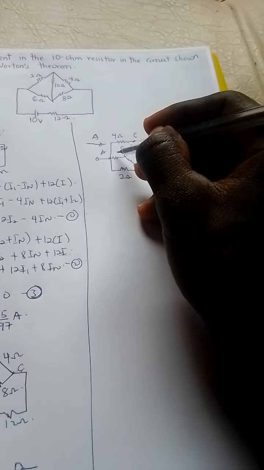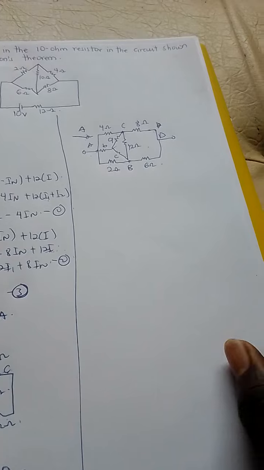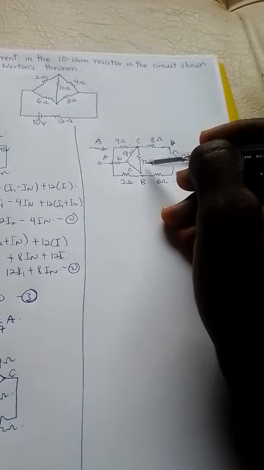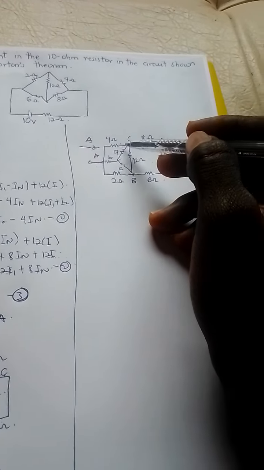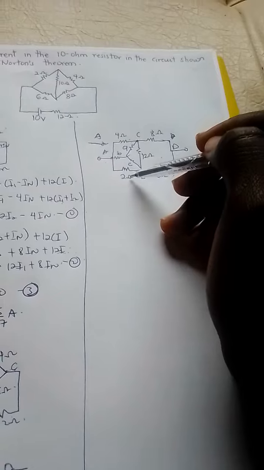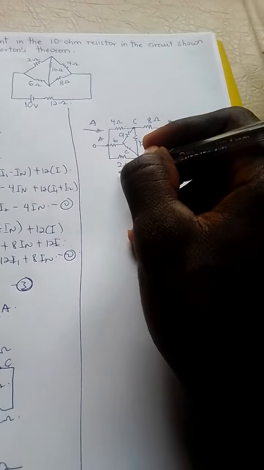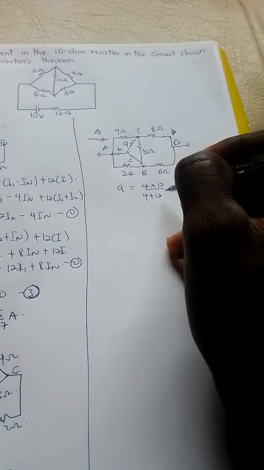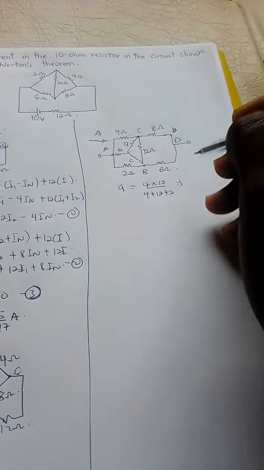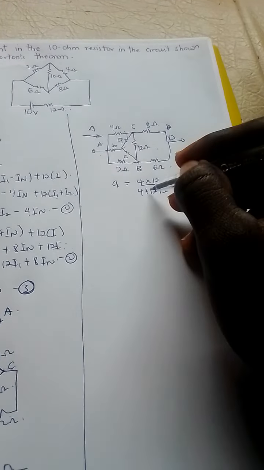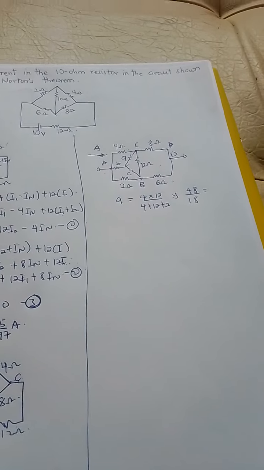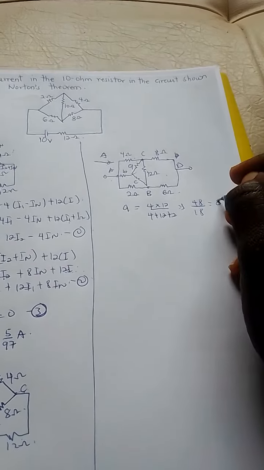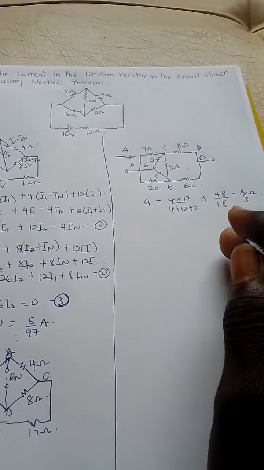So we label here as A, here as B, here as C. Now what will be the values for A, B, and C respectively? You know that A is in between 4 ohms and 12 ohms, and the entire delta is 4 ohms, 12 ohms, and 2 ohms. So for the transformation, A is going to be 4 times 12 all over 4 plus 12 plus the 2 ohm here, and that will give us 48 over 18. And what is that? 48 over 18. So we get 8 over 3 ohms. That will be our value for A.